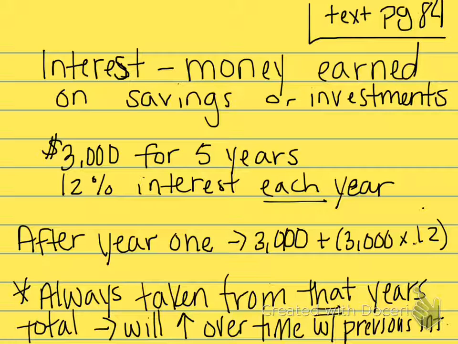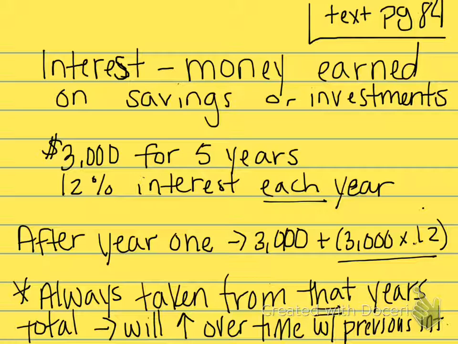So if I have $3,000 for 5 years that I'm investing, and I have a 12% interest each year, I need to look at the sum of each year. So the first year I put in, I have $3,000. So to figure out my interest, it's pretty simple. I'm going to take 12% of 3,000, so you'll see 3,000 times 0.12, and I'm going to add it to my initial value. I'm going to add it to 3,000.